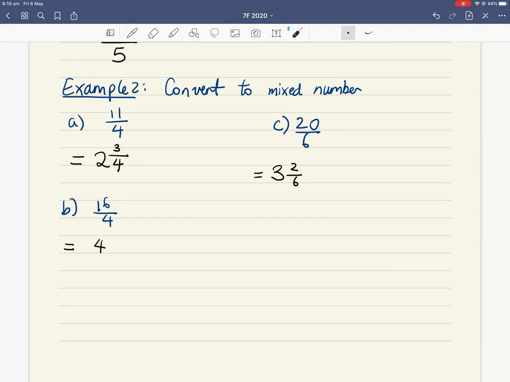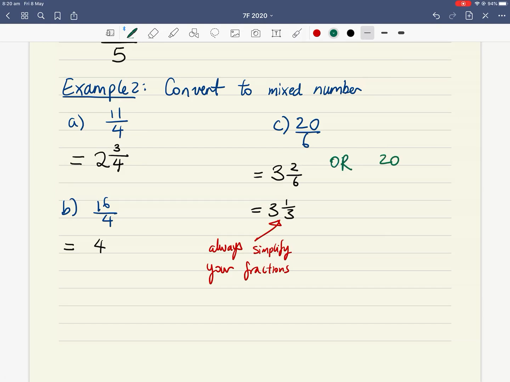Now, you must always write your answer in simplified form. So right now, you have in your fraction part 2 over 6. Now, that's not simplified because these numbers are both even, which means you can divide top and bottom by 2, which means you can write it as 3 and 1/3. So your final answer would be 3 wholes and 1/3. So always make sure you simplify your fractions. Now, I said there was an alternative way of doing this, right?